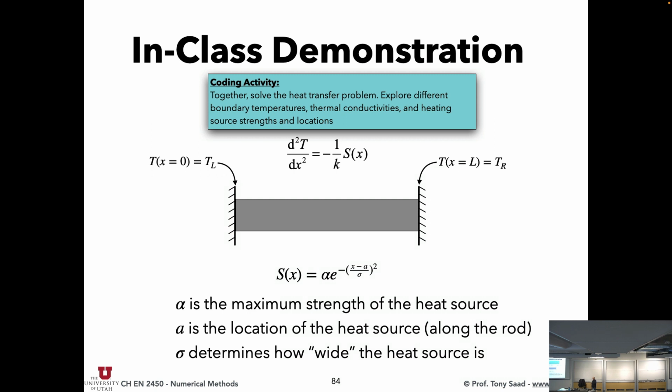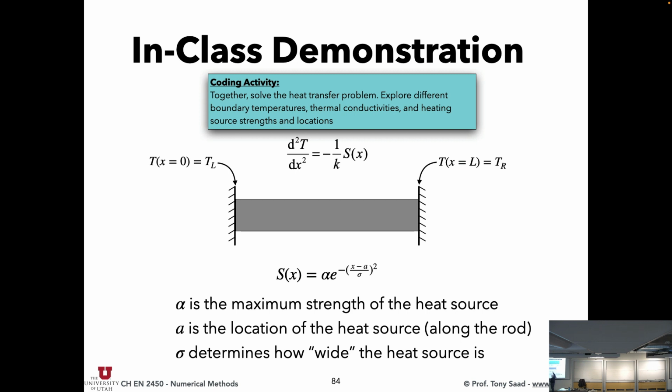Okay. Finally, we can solve this problem. You think we're ready in 5 minutes to solve it? We're almost there because we built the coefficient matrix, right? We have the coefficient matrix. So what we need is the right-hand side and the spacing. Agreed? So for the source term, I will use a Gaussian distribution: some coefficient alpha, e to the minus (x minus a) over sigma squared.